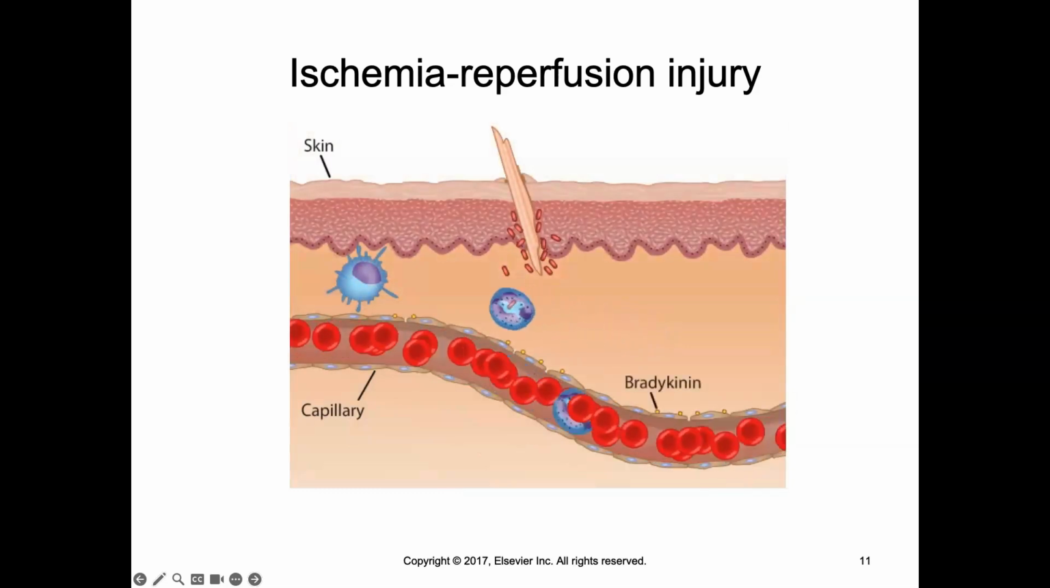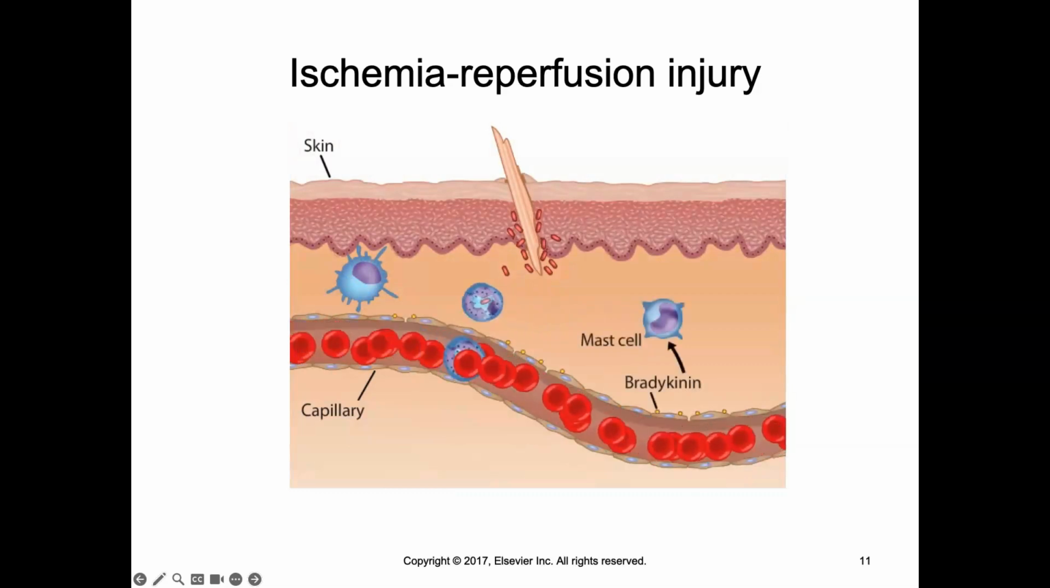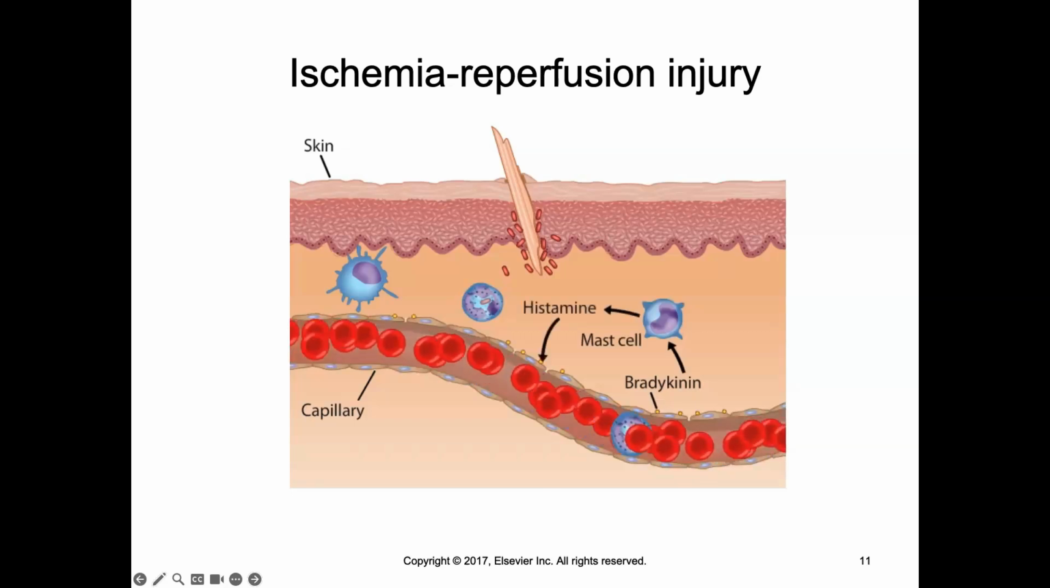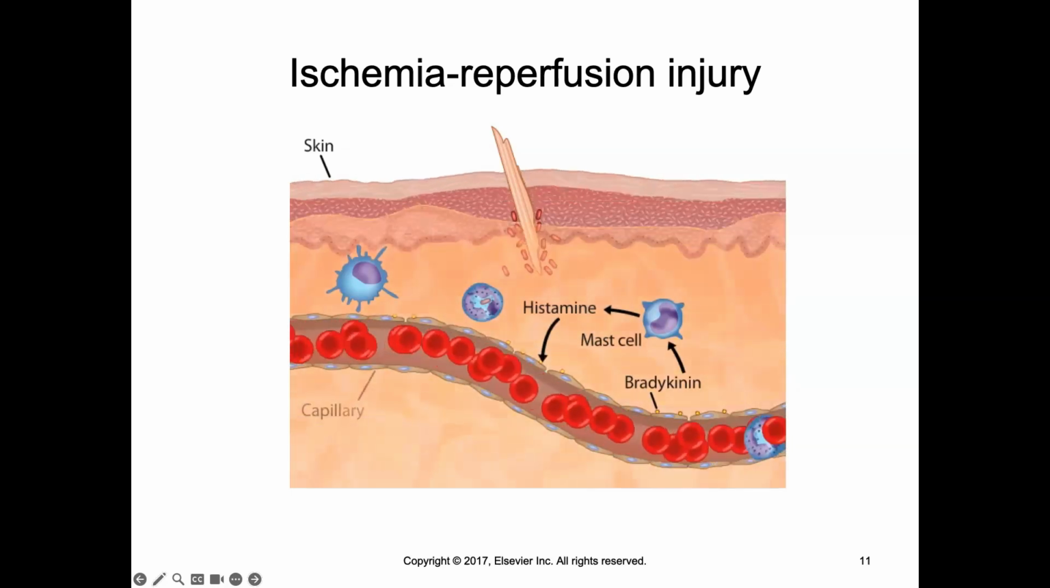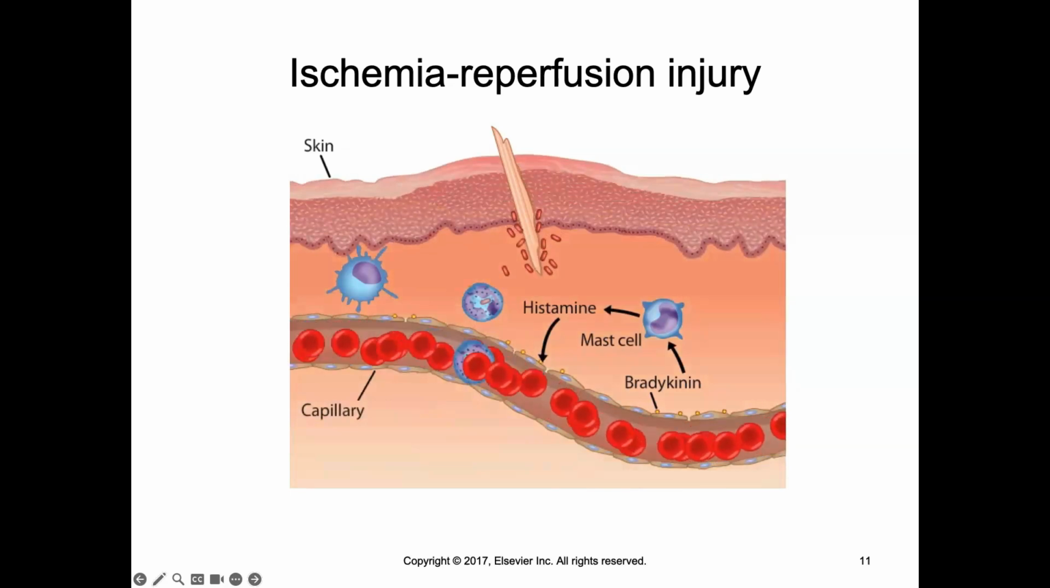Bradykinin molecules also bind to other cells of the immune system, called mast cells, that are in the area, causing them to release histamine. The histamine further loosens the endothelial cell junctions, allowing more fluid and cells to move out of the capillaries. Bradykinin, when it attaches to capillary cells, induces the cells to synthesize prostaglandins.